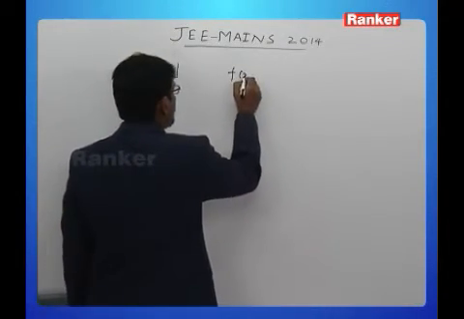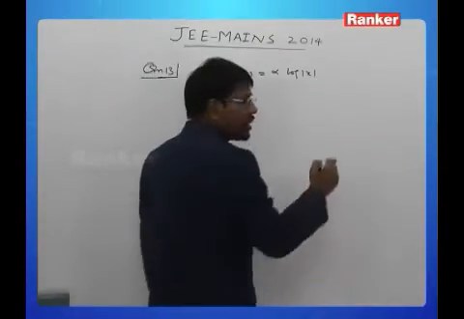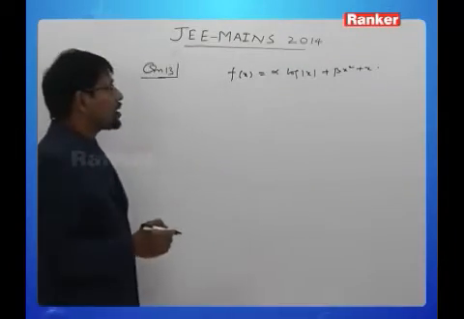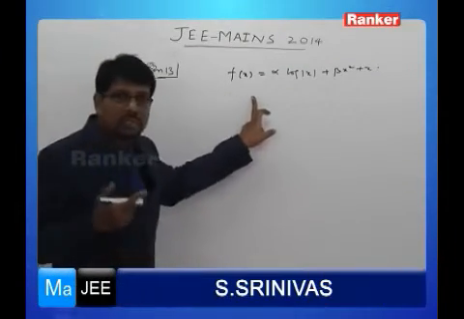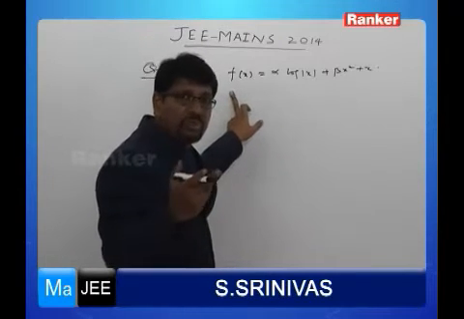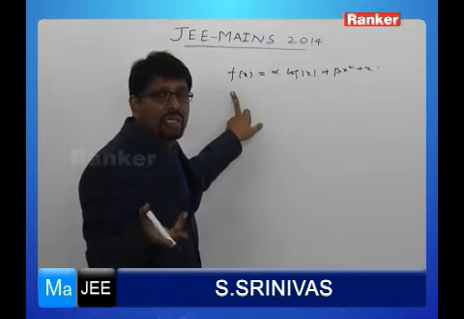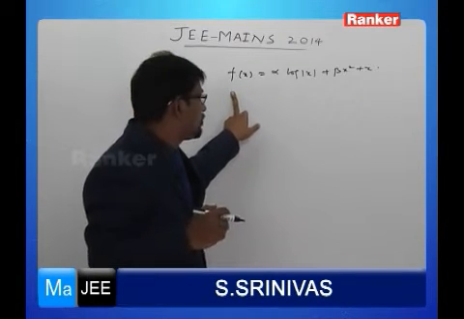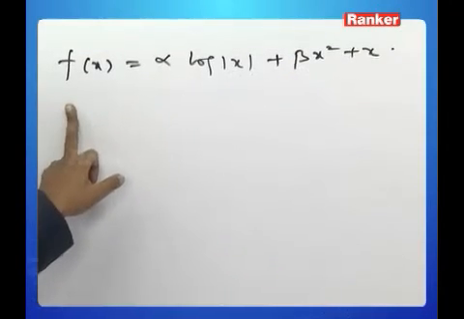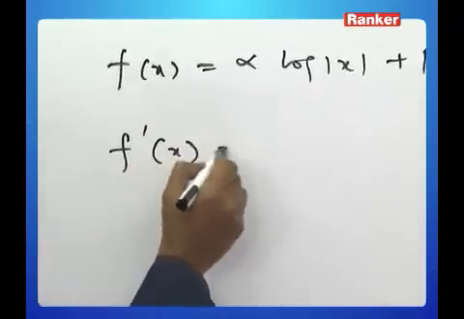Now what is the function f of x? Alpha into log mod x plus beta into x square plus x. This function is clearly a differentiable function on its domain. So for a differentiable function, while we are seeking the extreme points, we have to look for the points where the derivative becomes 0. So extreme points are possible points where the derivative becomes 0 for a differentiable function. So here let's go for the derivative f dash of x.